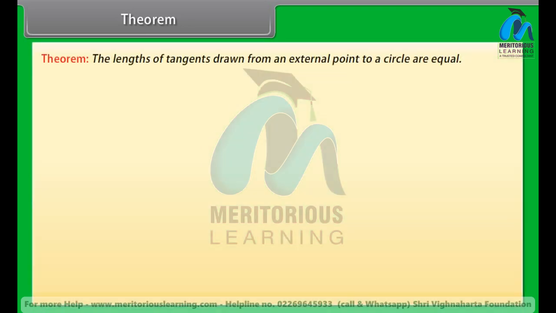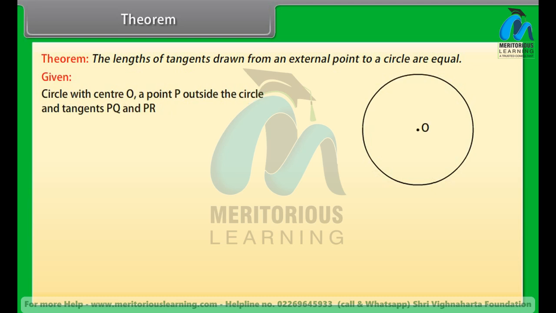Theorem: The lengths of tangents drawn from an external point to a circle are equal. We are given a circle with center O, a point P lying outside the circle, and two tangents PQ and PR on the circle from P. We need to prove that PQ is equal to PR.